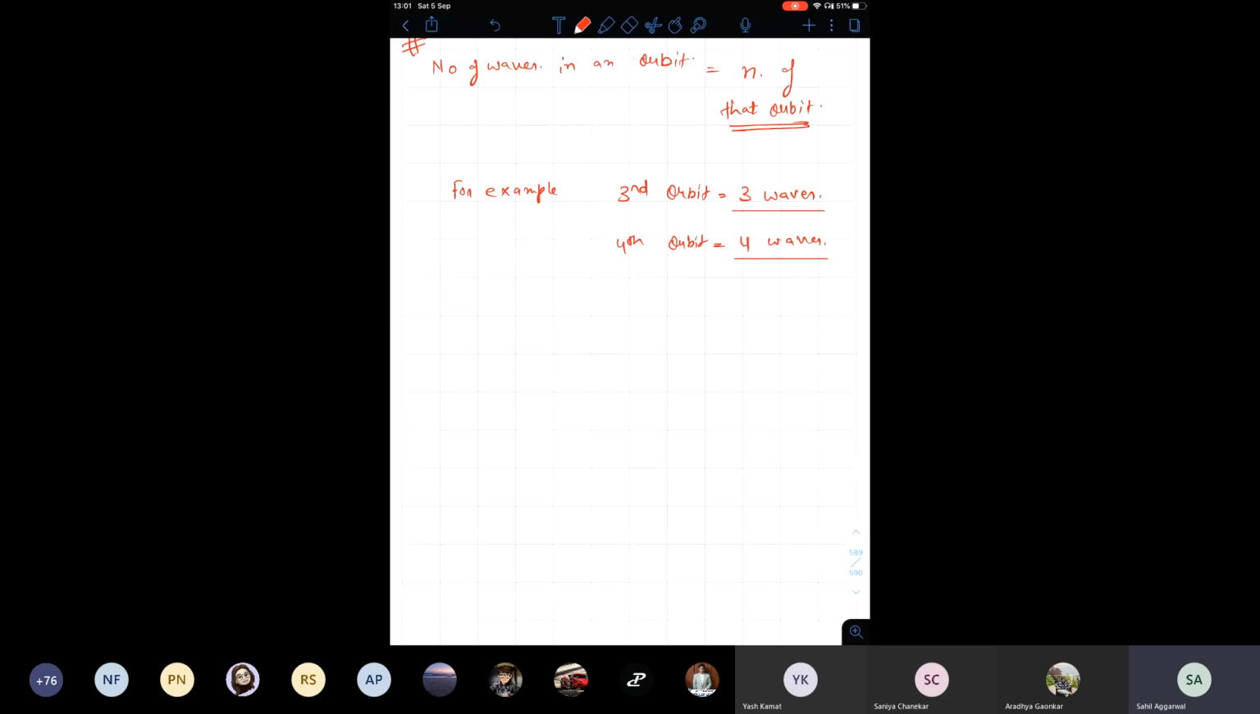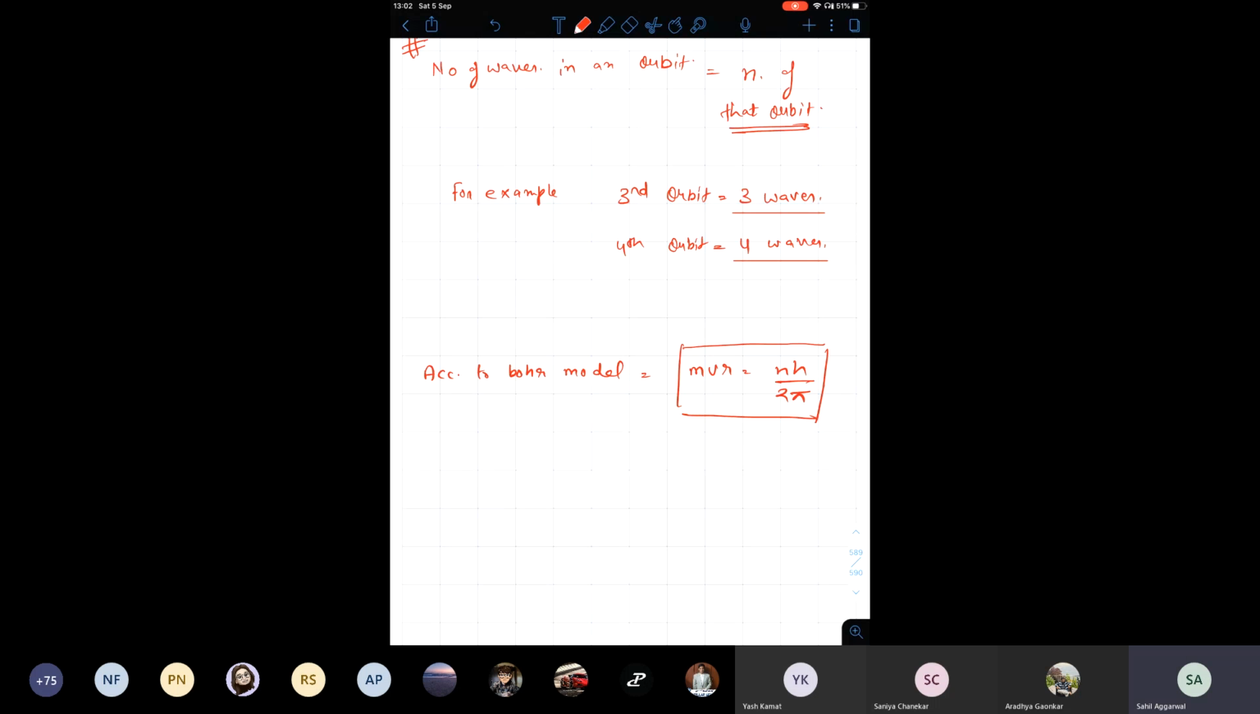So according to the Bohr model, mvr is equal to nh upon 2 pi. Any doubt in this? This was Bohr's postulate.